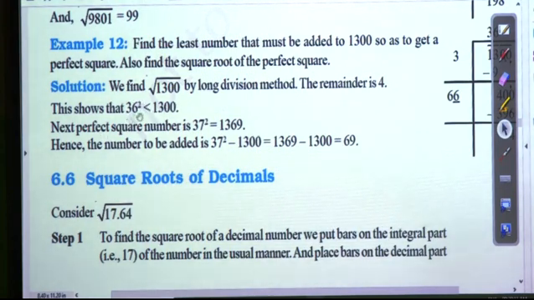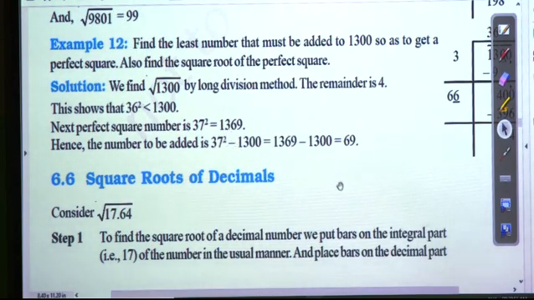What it shows? That 36 square is less than 1300. So next perfect square is 37 square. It is how much? 1369. Hence the number to be added is 37 square minus 1300. 37 square is 1369 minus 1300 is how much? 69. So the number added is what? How much should be added to 1300? 69 should be added. If 69 is added to 1300, it becomes a perfect square. It becomes 37 square.